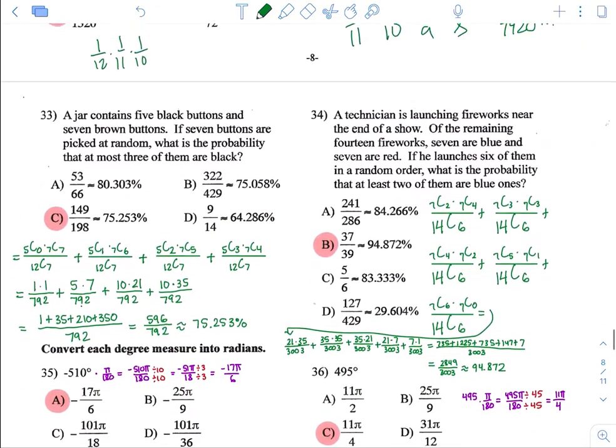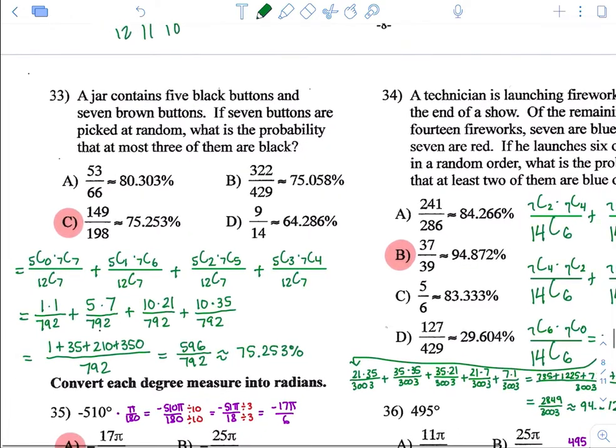Alright, 33 and 34. Okay, so for 33, a jar contains 5 black buttons and 7 brown buttons. If 7 buttons are picked at random, what's the probability that at most 3 of them are black? So, first you have to know the total amount there are and how many total picks this person does. So in the denominator, it's 12 choose 7, because 12 is the total amount of buttons, and 7 is the total amount of choices that you are making, or picks.